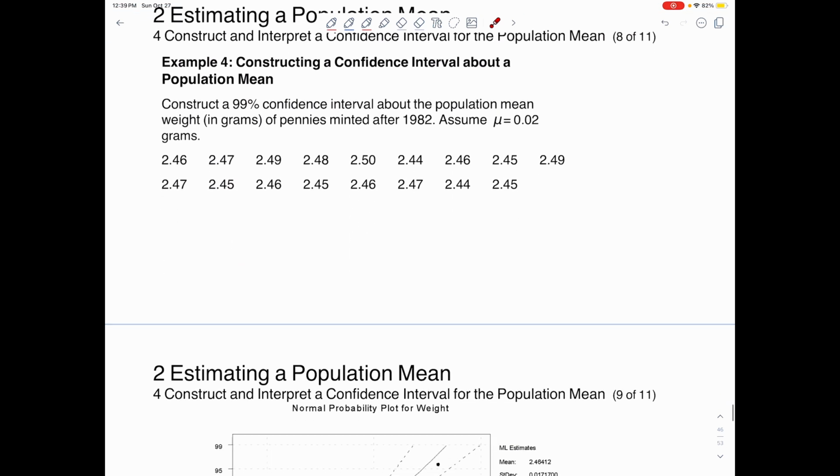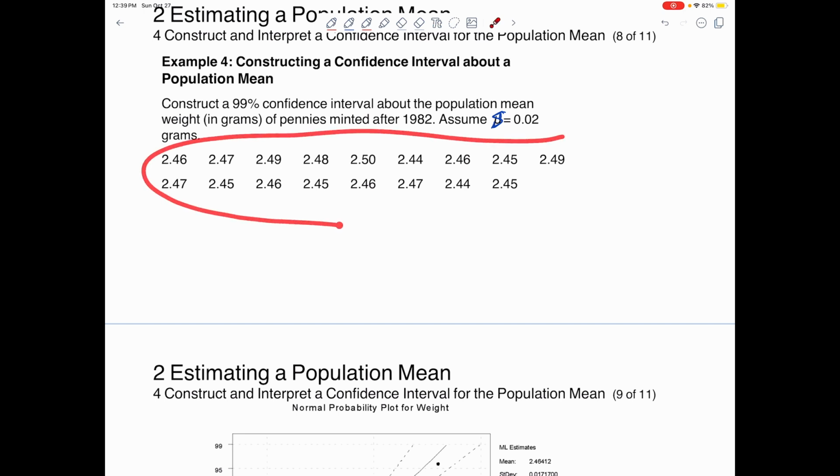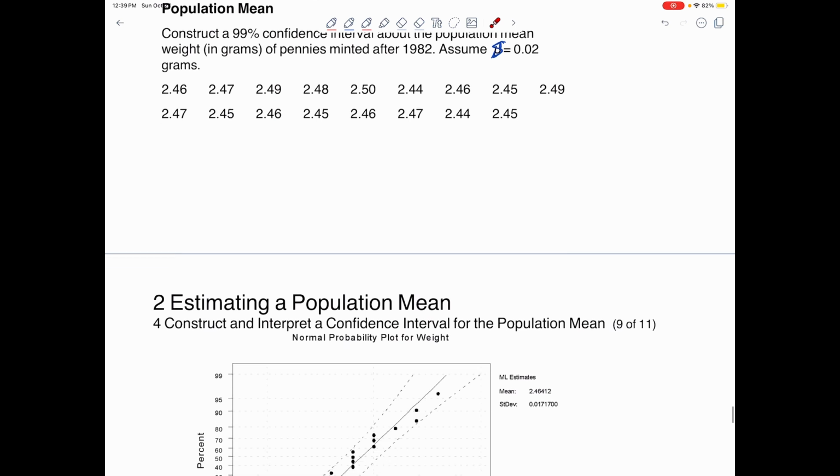Let's look at the process of computing a confidence interval about the mean. So let's say we want to construct a 99% confidence interval about the population mean weight in grams of pennies minted after 1982. We're assuming that the sample standard deviation is 0.02 in this case. So we were given raw data. As the first step, we're going to compute the mean and sample standard deviation.